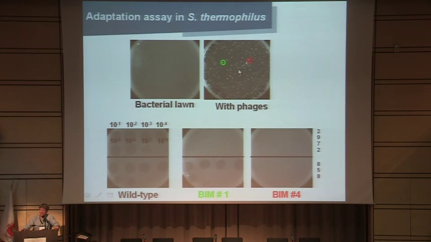So you take those colonies, streak them, purify them, and then retest for phage resistance. You have the wild type here. The phage was serially diluted, and you can easily see that this bacteria is sensitive to the two phages. If you take this colony, grow it in broth and then plate it again, it's resistant to one phage and sensitive to the other. And this other colony is resistant to both phages.